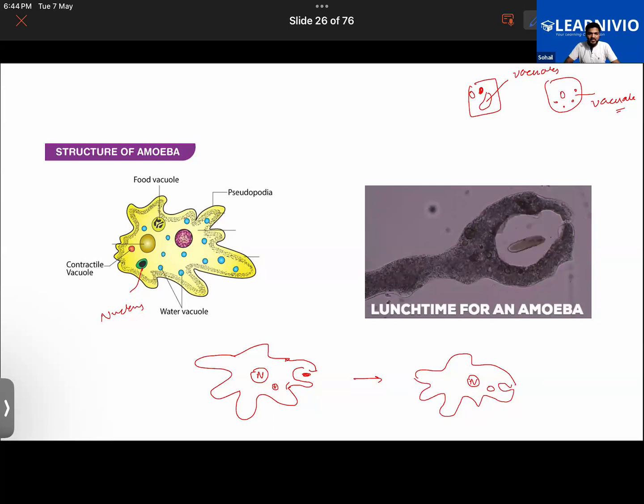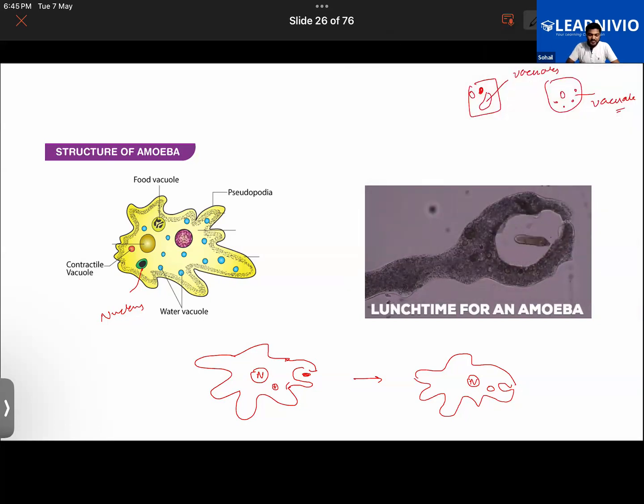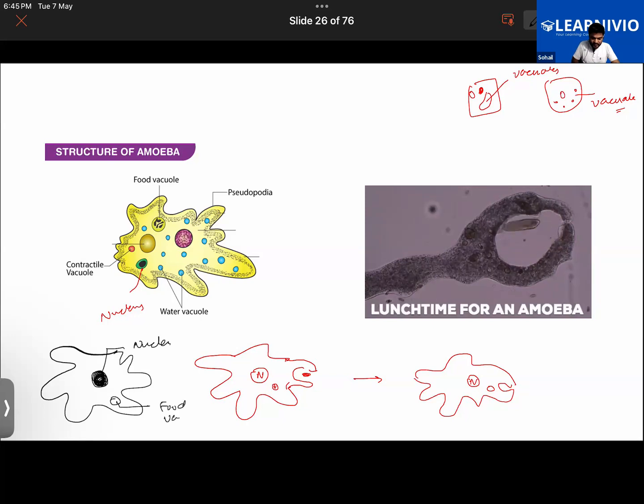Okay, so if I ask you guys to draw a simple diagram of amoeba, I hope you guys can draw it. How do you draw the simple diagram of amoeba? Simply draw it like this. Now make a dark circle like this. This is the nucleus. And this is your food vacuole. This is where the food is supposed to go once it is being trapped. Apart from food vacuole, water vacuoles are also present. So hope that is clear to everyone.